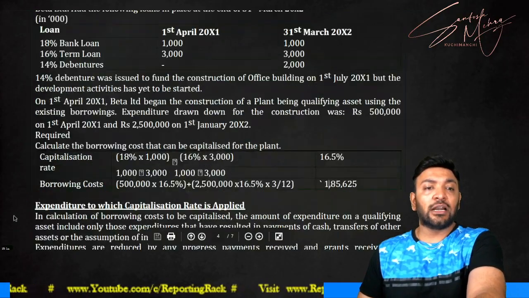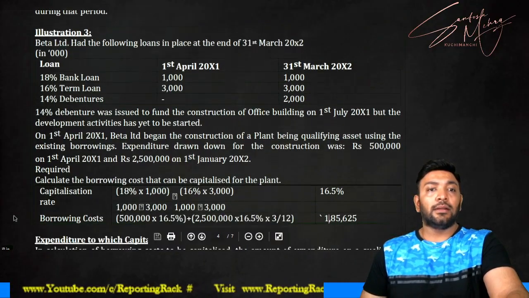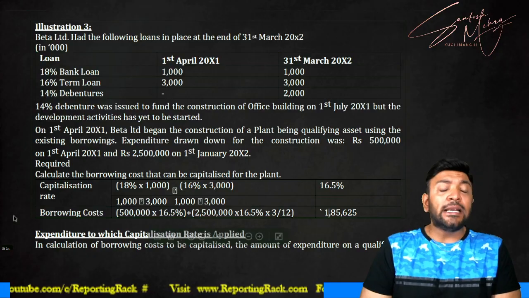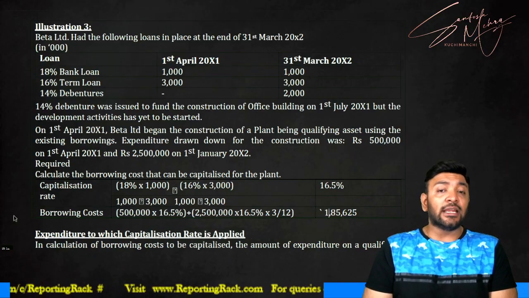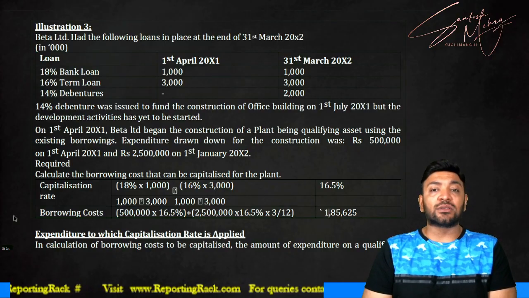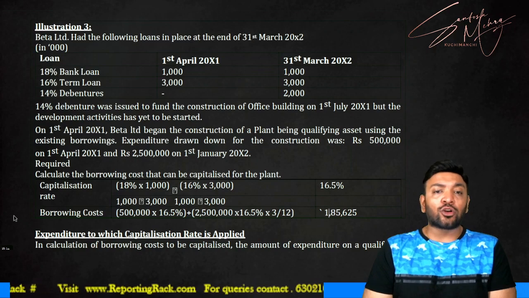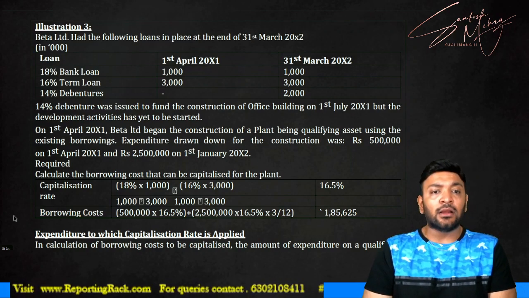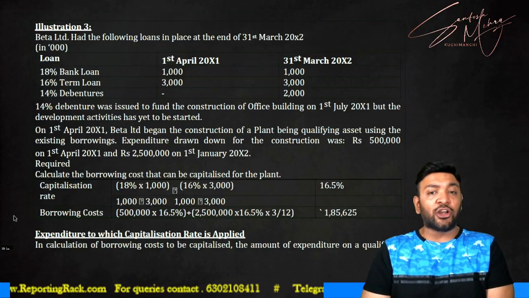Let's move into our third illustration. Illustration number 3. Beta Limited had the following loans in place for the year ended 31st March 2022. Loan 18% bank loan was 1,000 and 1,000 at the beginning as well as at the end of the year. 16% term loan was 3,000 and 3,000, no repayment during the year.